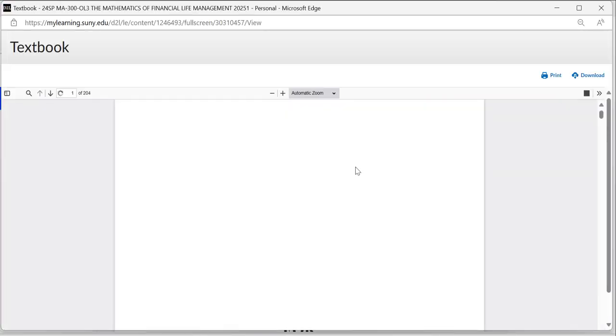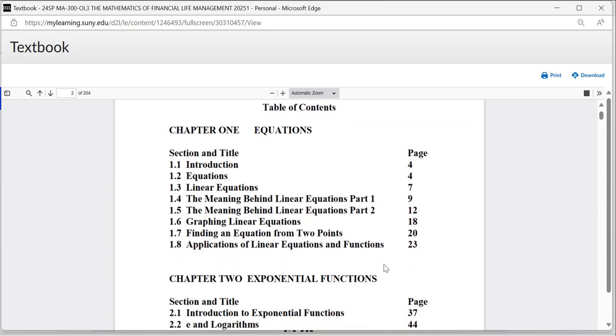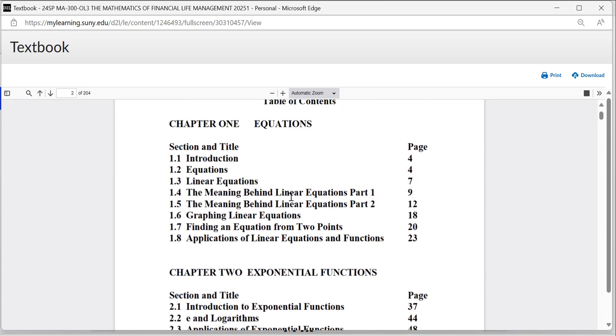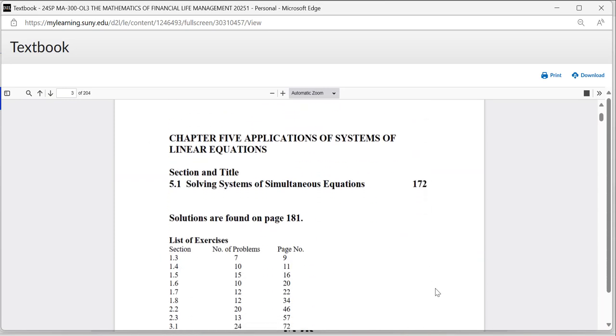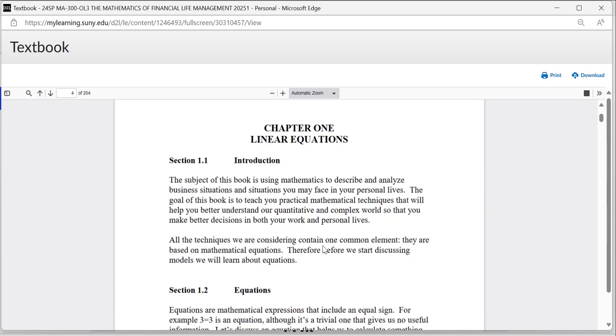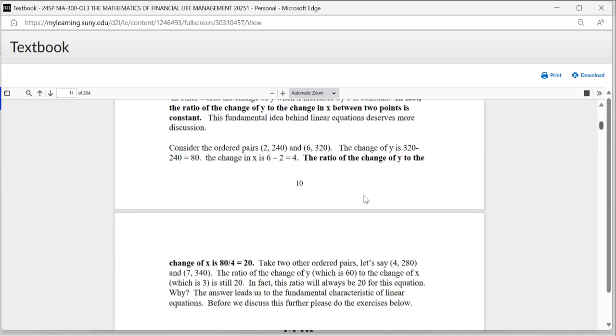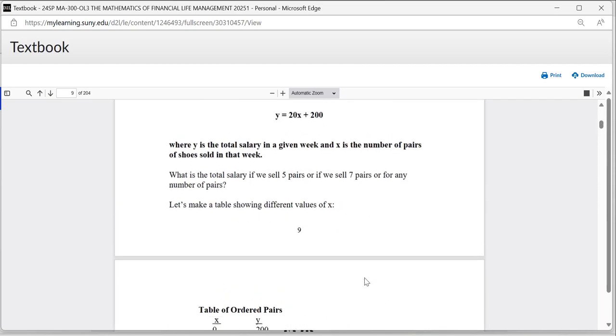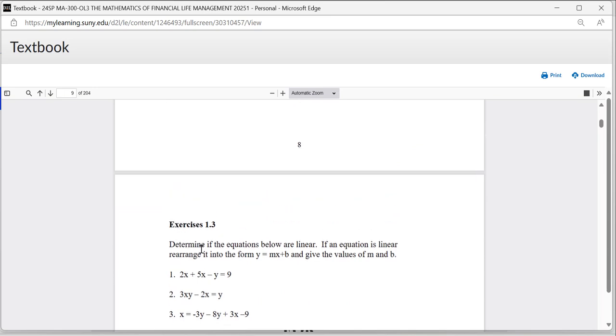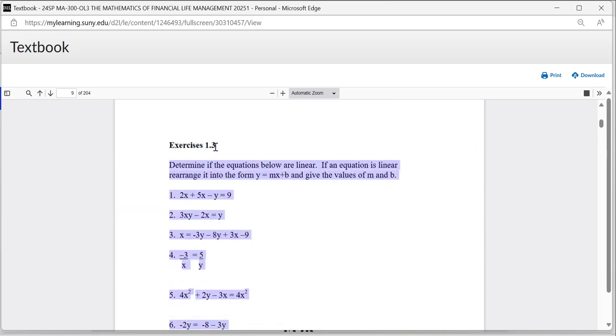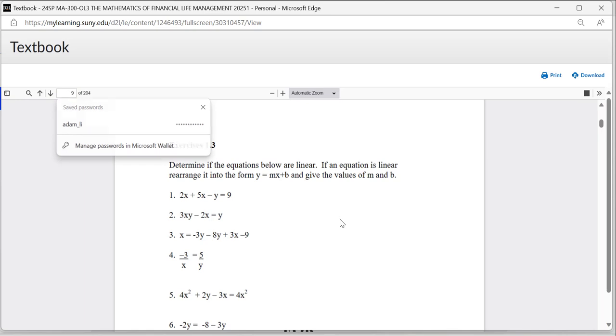So when you open that, scroll down, starting on the index here, you can look it up from different sections and titles. Okay, and then if you scroll down I'm going to see section 1.1, introduction, no homework assignment. Section 1.2, equation, no homework assignments will be assigned. Starting on section 1.3, that's homework assignments, right? So it's called exercise 1.3 on page 9 on the PDF file of the textbook.